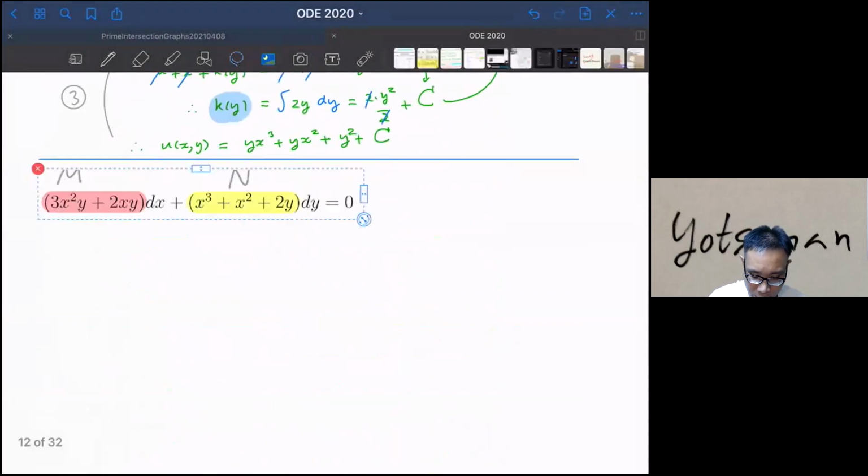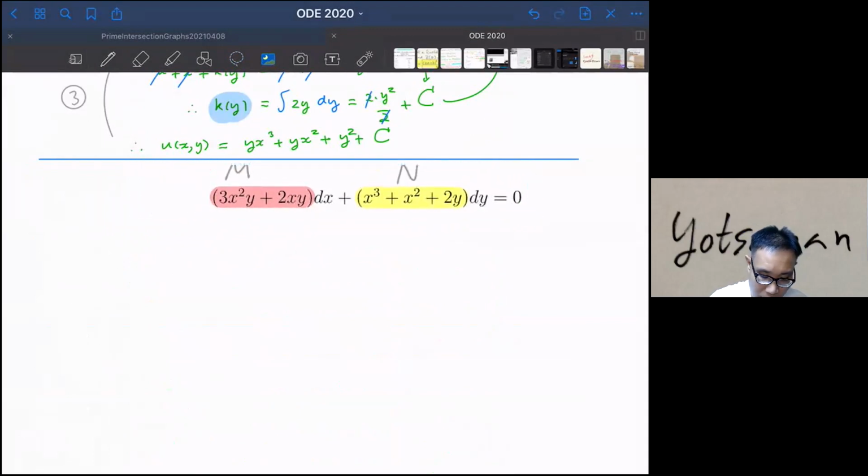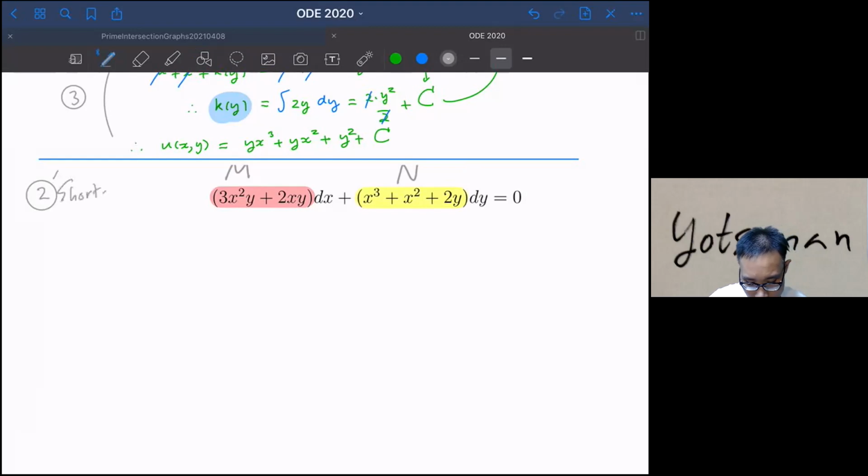So I have this equation, and the way that we're going to solve it, this one is number 2 prime. Let's say it's a shorter way to find the function u. The function u will be identified by you just picking one. You know that this guy is exact, so u of x y will be, you just pick one to integrate. So let's say you pick this guy.